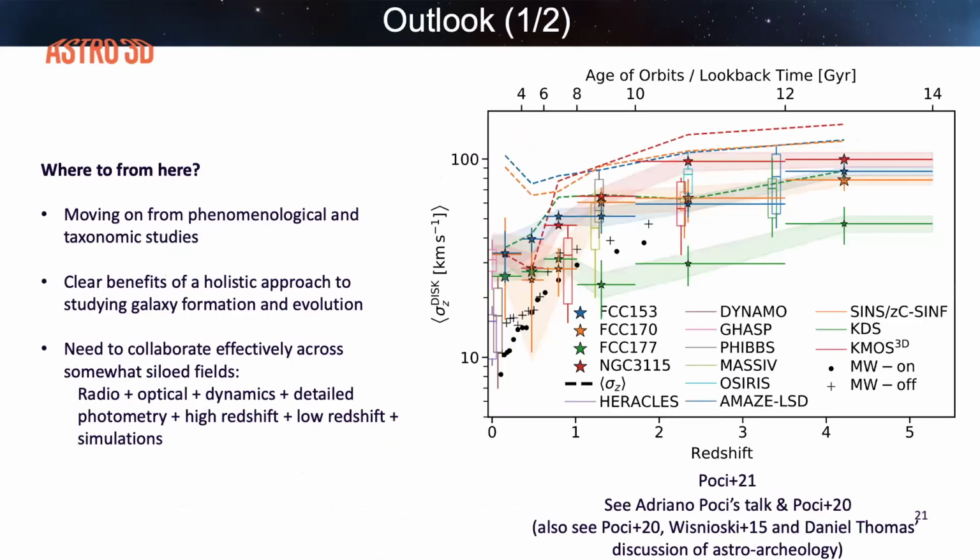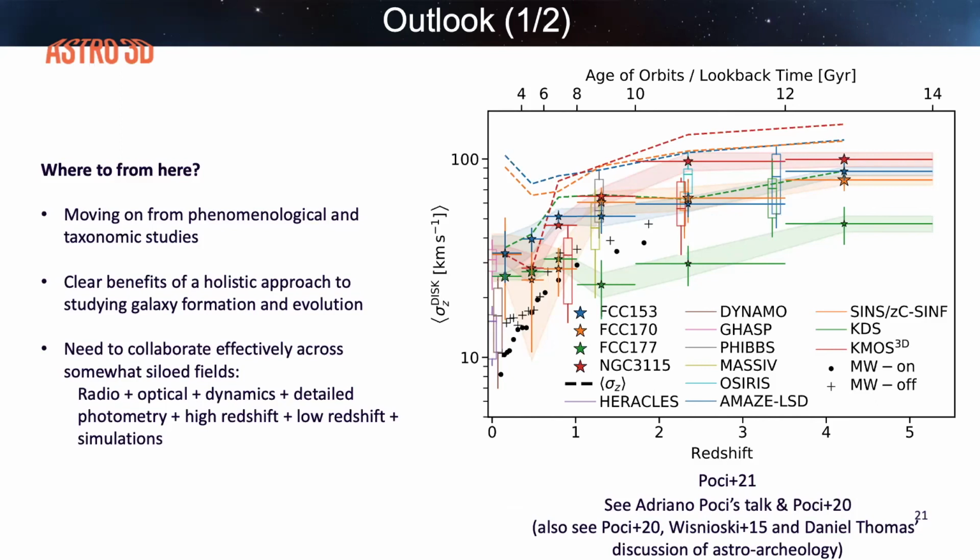So what's the outlook? I'm running out of puff. This is where to from here. So I think we're moving now away from phenomenological, and I can never say this word, and taxonomic studies into trying to understand really the physics, and we have now all the tools to do that. And it's also very clear that there's a real benefit for more holistic approaches to studying galaxy formation and evolution. There's a need to start collaborating across fields that have otherwise been fairly siloed.